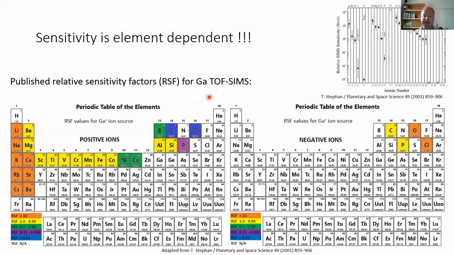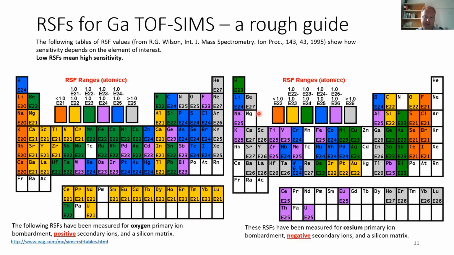less published for gallium. So there's a paper by Stefan where he publishes some gallium RSFs, and I've generated that into a periodic table for positive ions and negative ions, and you can see that there's some information there, but there's also a lot of elements missing. So generally speaking, for ToF-SIMS, until there are some better published values for gallium, I generally use the published values for cesium and oxygen as a rough guide, and it tends to work quite well.